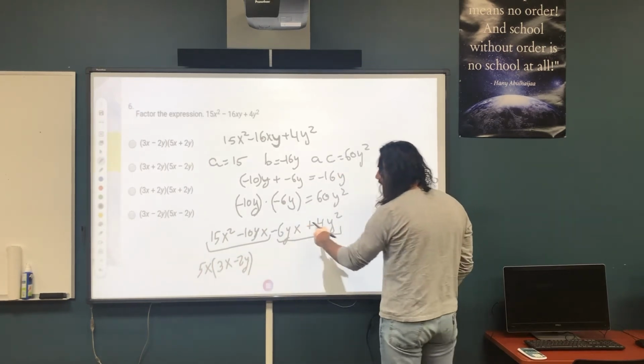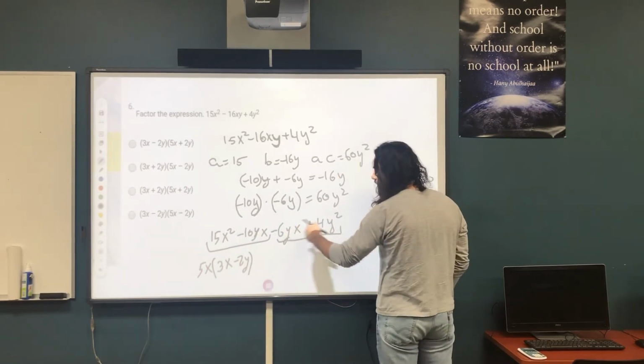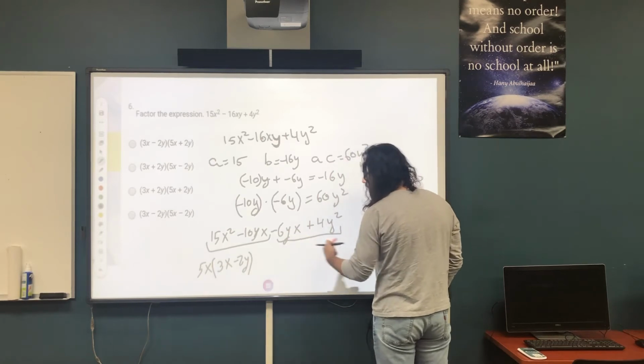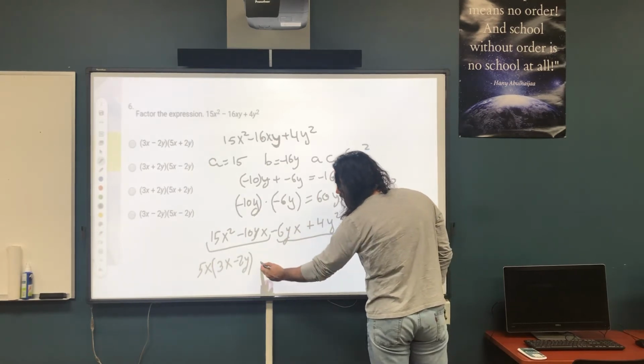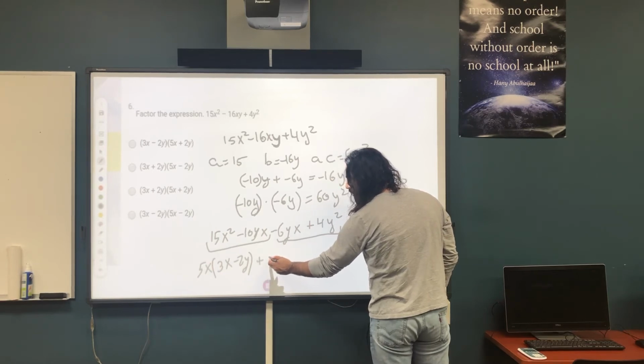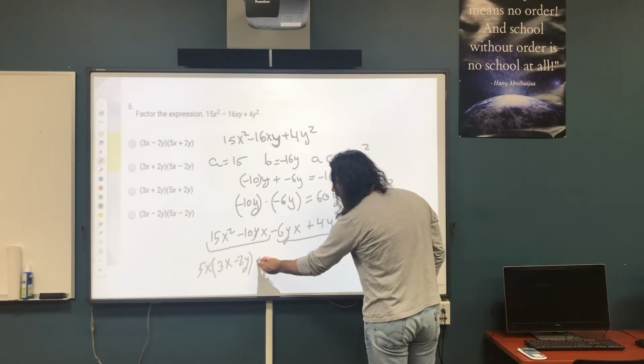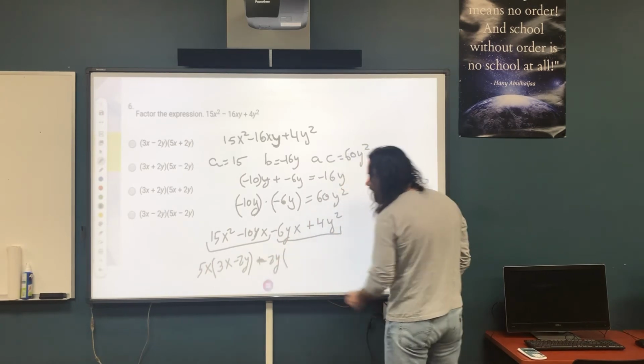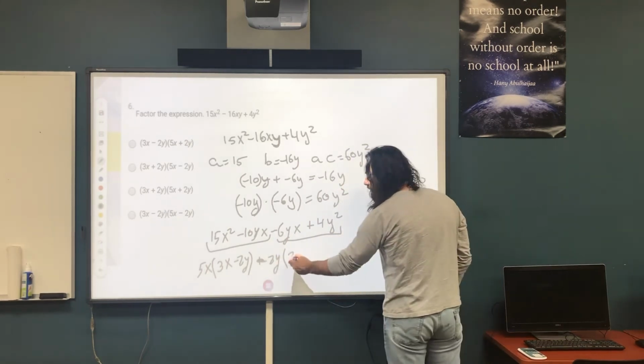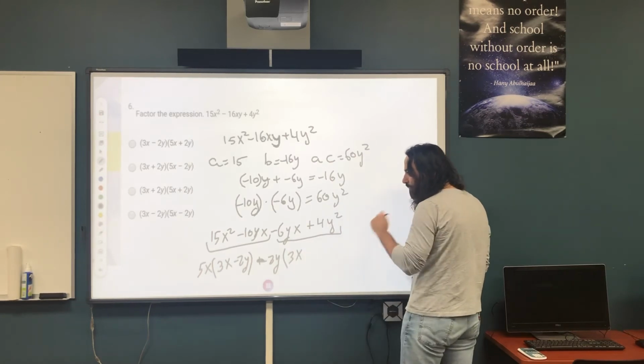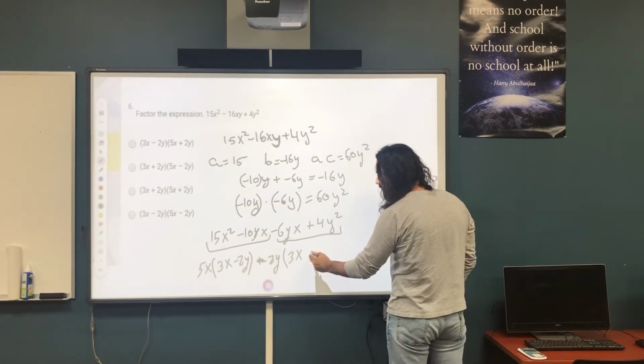The same thing here. The greatest common factor, in this case, is 2y. So let's take the minus 2y, so it would be better. So it's going to be 3x minus 2y.